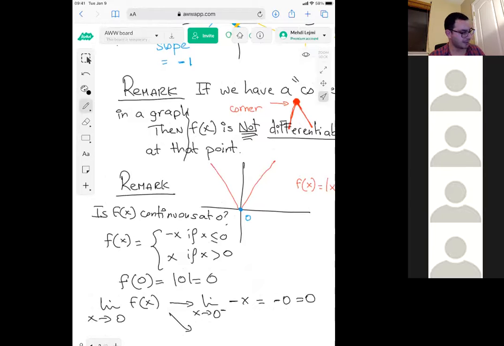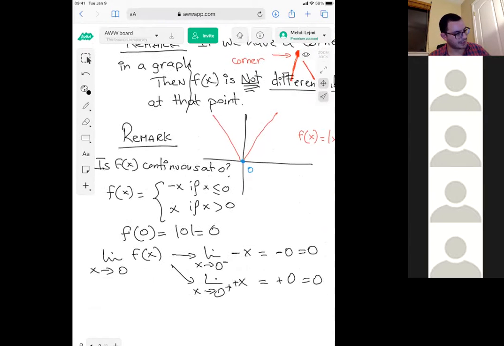And if you approach 0 from the right, we're going to use a positive x, right? So then that would be plus 0, which is again 0. So this limit exists, right? The limits from the left and from the right are equal.